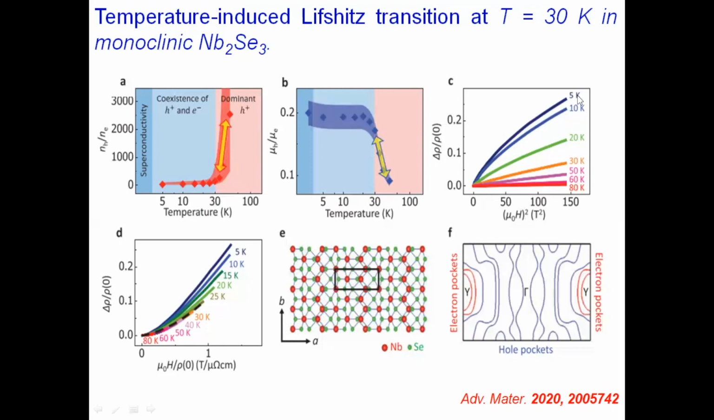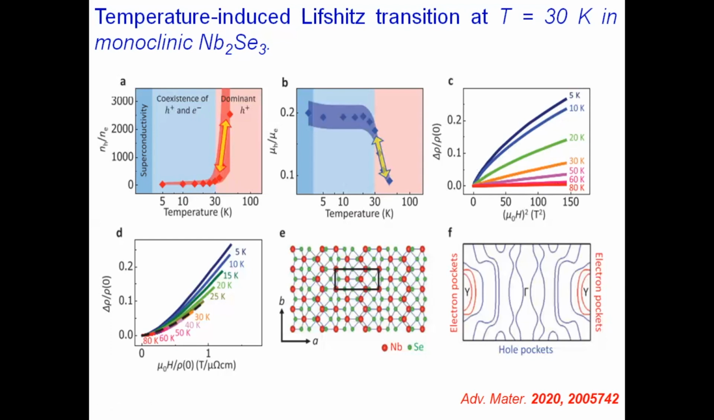If you see from 5 Kelvin, 10 Kelvin, 20 Kelvin, and 30 Kelvin, you see this quadratic feature slowly becoming linear at 30 K. Okay, at 30 K it becomes linear.